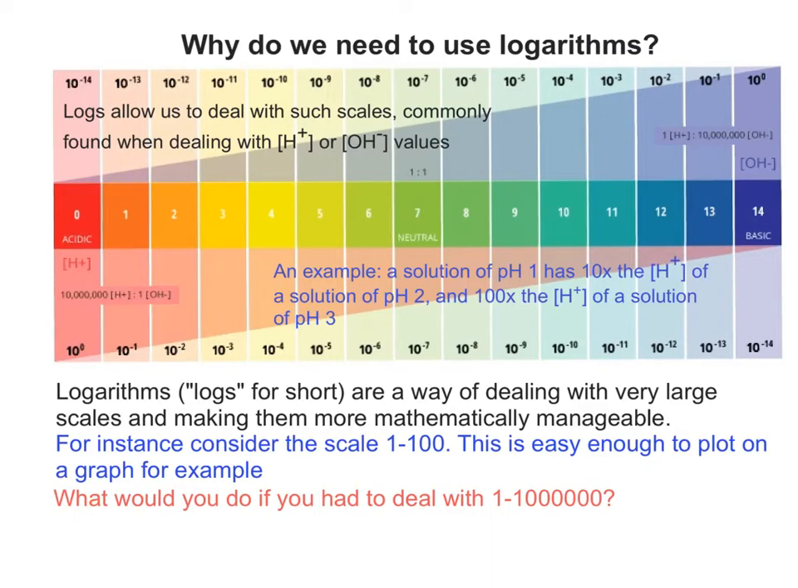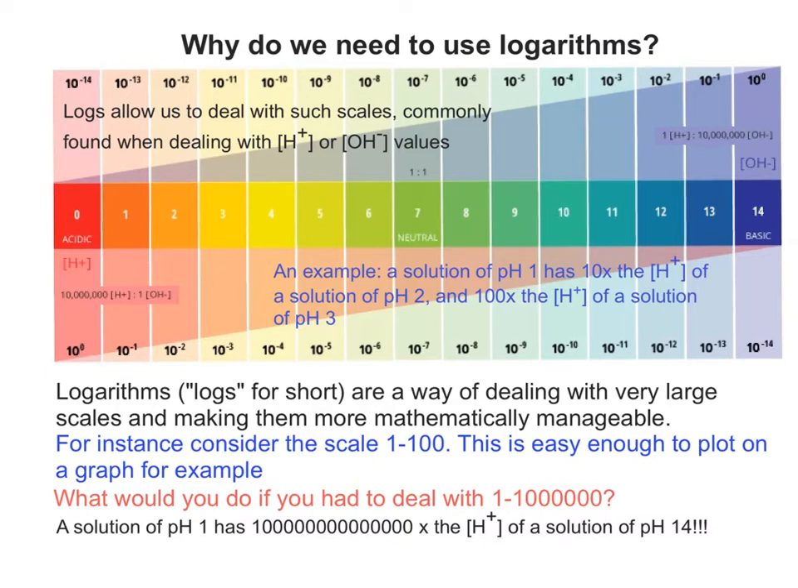So if you think about a solution of pH 1, it's going to have 10 times the hydrogen ion concentration of a solution of pH 2 and 100 times the H plus concentration of a solution of pH 3. And a solution of pH 1 has 1 times 10 to the power of 14 times the hydrogen ion concentration of a solution of pH 14. So that's 1 with 14 zeros after it. This gives you an idea of the scales we're talking about.